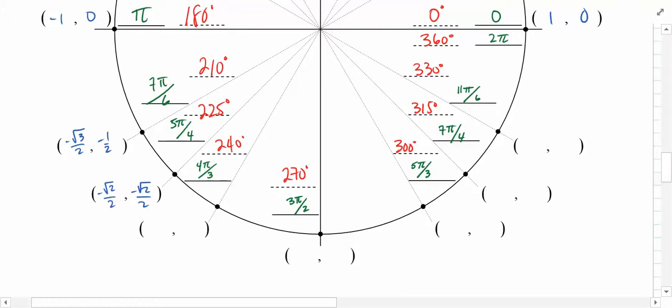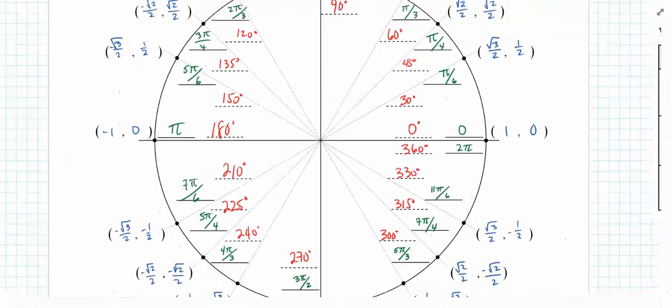I'm going to pause the video, and you should do the same to fill in the rest of the information for the remaining values of this circle. And there you have it, the rest of the data filled in to this unit circle. Please verify your answers and make sure that you understand where each of these numbers come from.